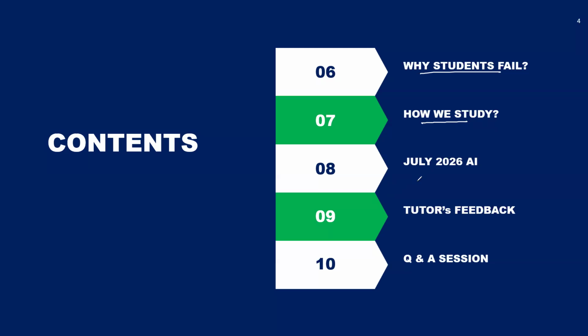As I mentioned earlier, these orientation sessions are for the July 2026 exam. So specifically, we will be talking about the July 2026 AI, that is basically your advanced information. What would be the July 2026 advanced information? That will be revealed later on. But at this point, we will be talking about how we can prepare for the July 2026 advanced information, and what our strategy would be.